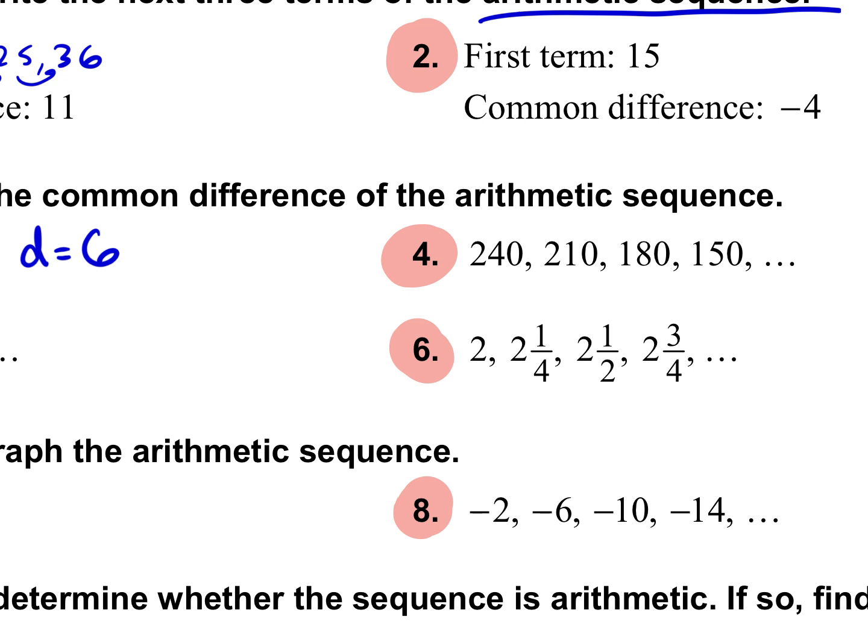For 4, what am I adding or subtracting to get from one number to the next? Minus 30. Does that work for the next one? Minus 30. Yep. So what's my common difference? Negative 30.